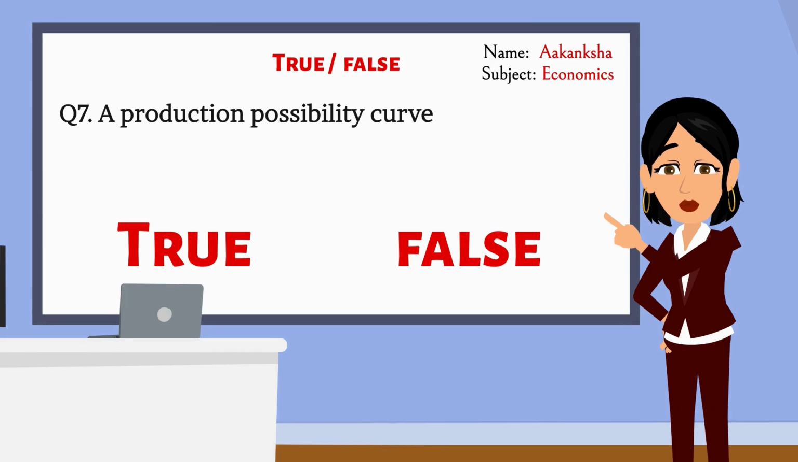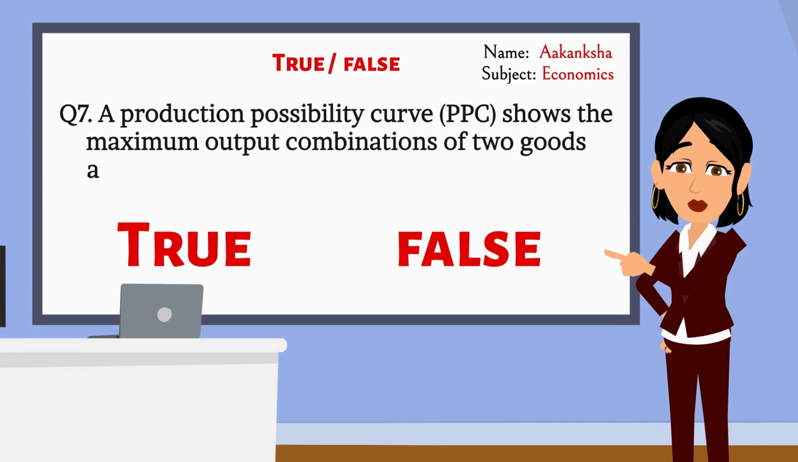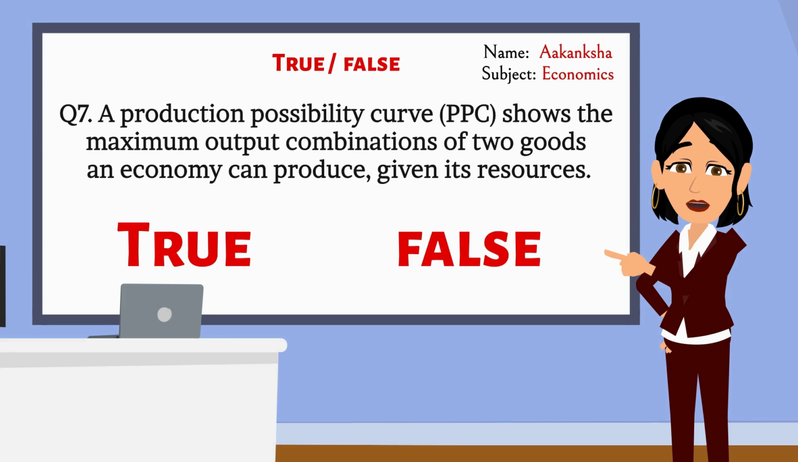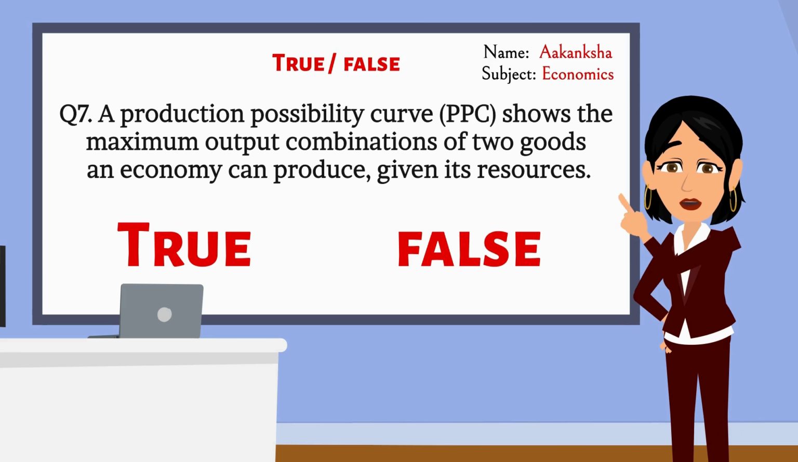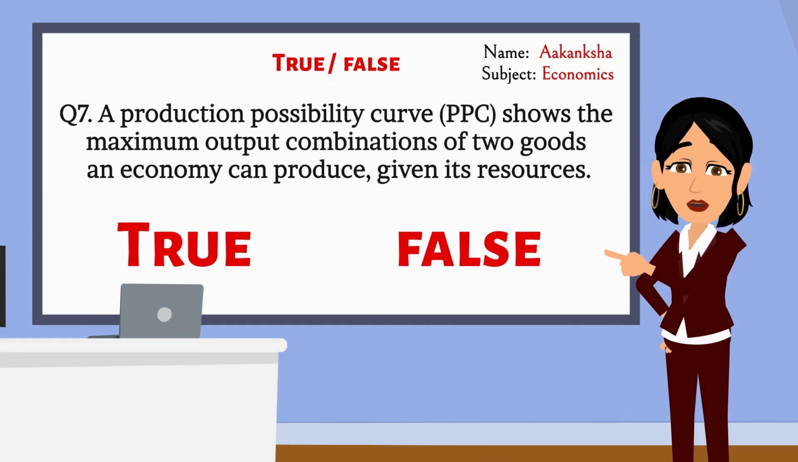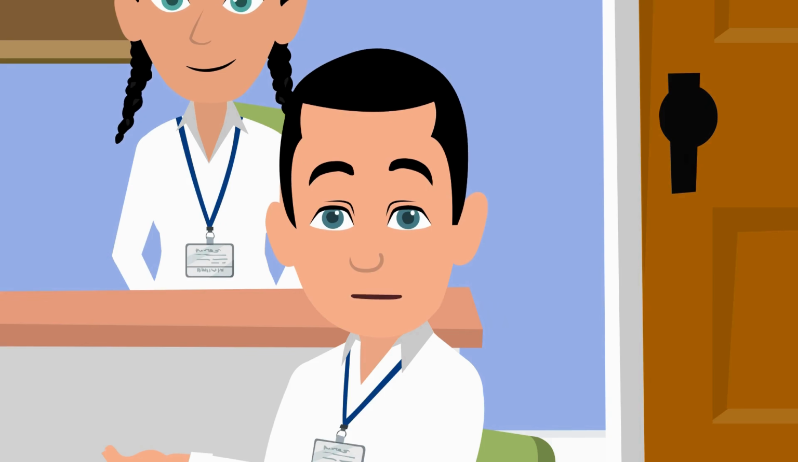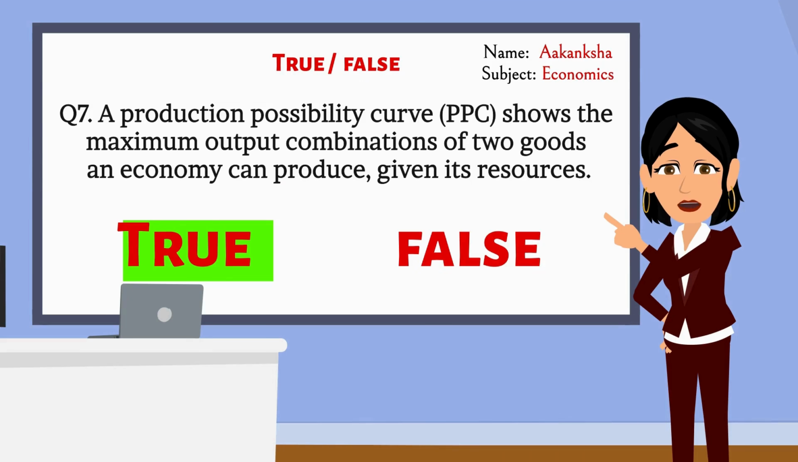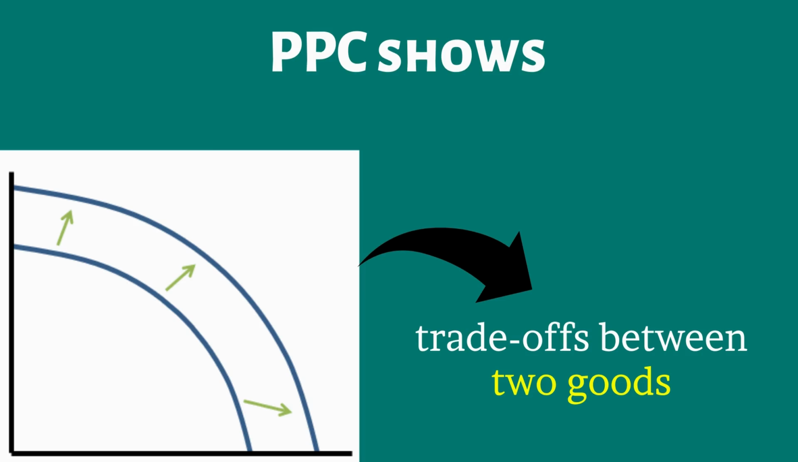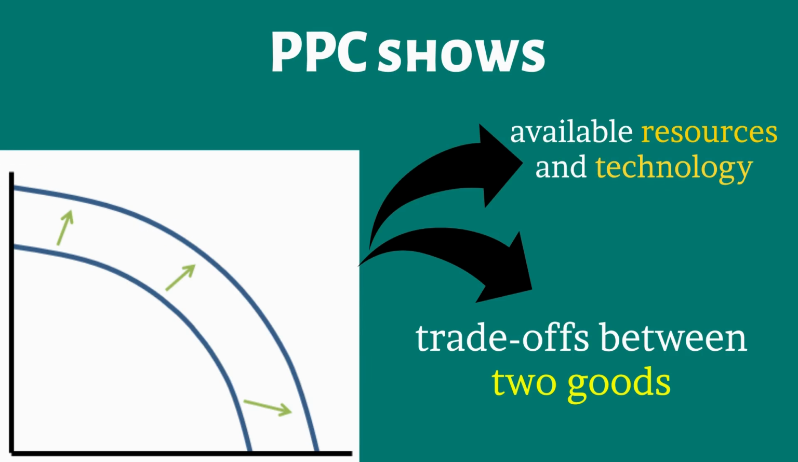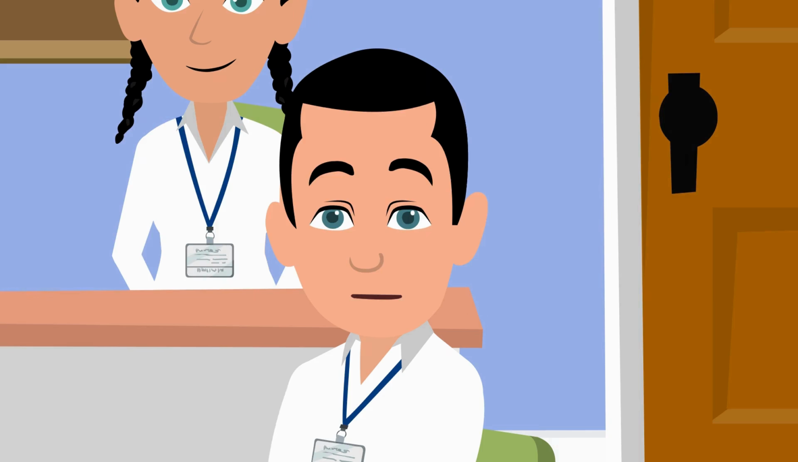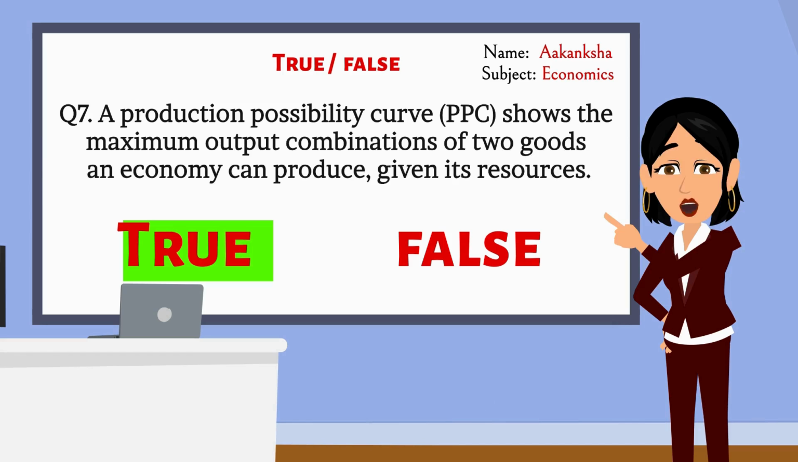Seventh question. A production possibility curve, PPC, shows the maximum output combinations of two goods an economy can produce given its resources. True or false? This answer is true, ma'am. Correct. Can you explain why it's a true statement? A PPC shows the trade-offs between two goods. It's based on the available resources and technology, and it helps illustrate the concept of opportunity cost. Excellent explanation. Moving on to the next question.